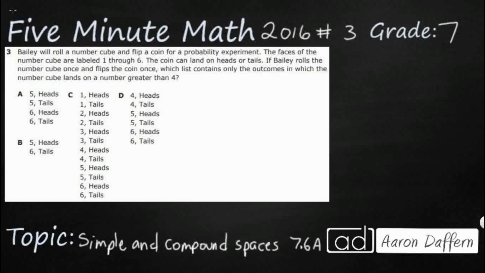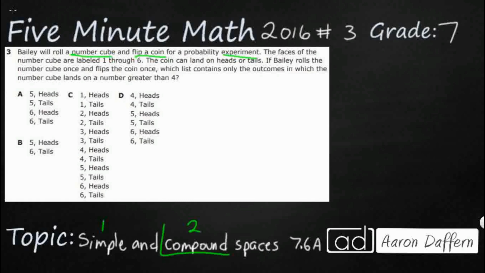So Bailey is rolling a number cube and flipping a coin for a probability experiment. And so let's just label this real quick. We've got two possible outcomes. And so when we're looking at simple events that create simple spaces, that is a simple event that has just one possible outcome: flipping a coin, rolling a number cube. But the second you get two or more possible outcomes, we're looking at a compound event.